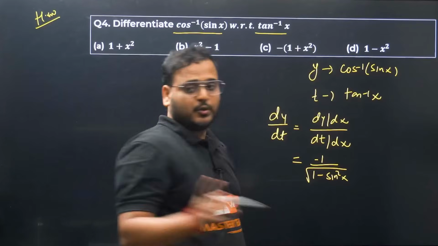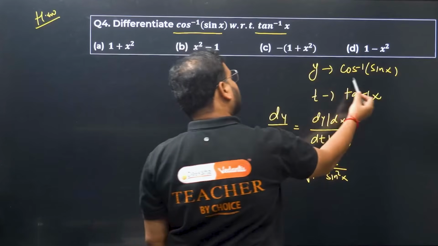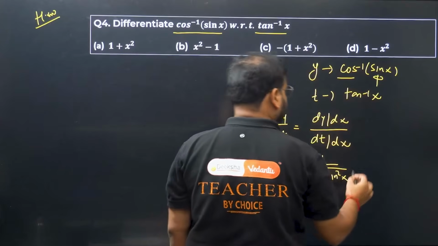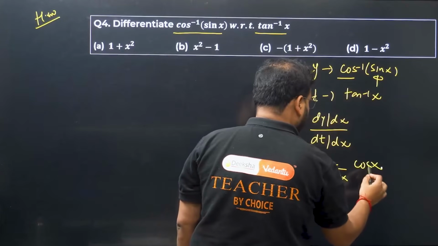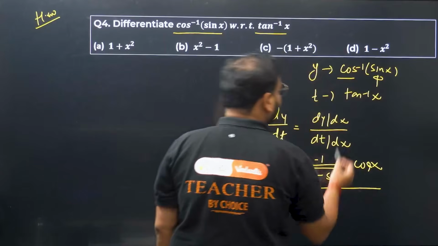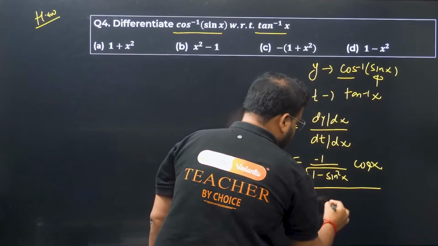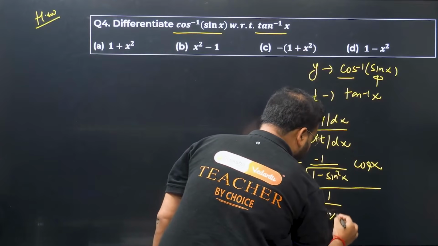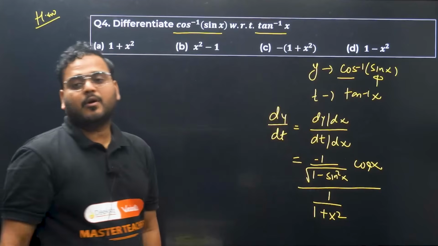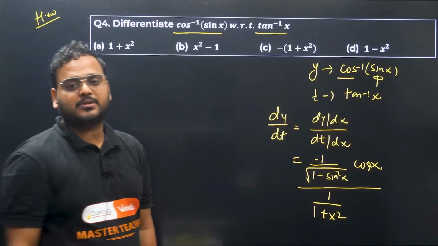Now is it over? No. Apply chain rule. So cos inverse is done, I have to apply it for sin x. We get the answer as cos x, divided by the derivative of tan inverse of x, which comes as 1 upon 1 plus x square. From here, please simplify and give me the answer, which option is correct.